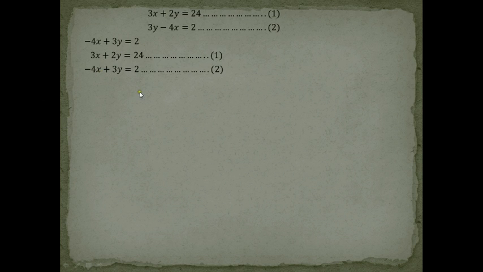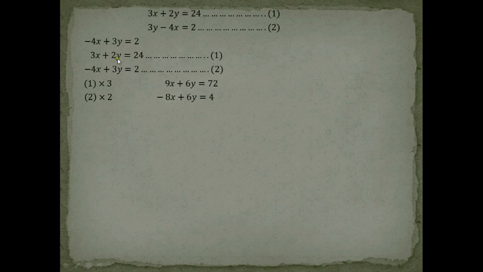Then I can work this out now by asking myself, which one do I want to eliminate? Do I want to eliminate x or eliminate y? If you want to eliminate x, you make the coefficient the same, and if you want to eliminate y, you make the coefficient the same. So which one are we eliminating? I think we're eliminating y this time around.